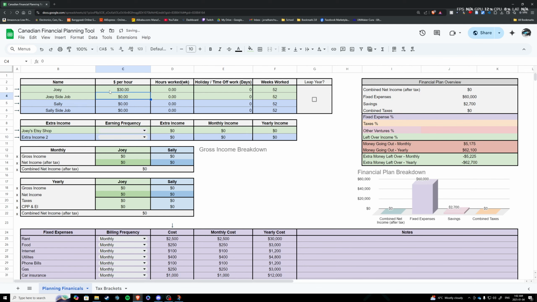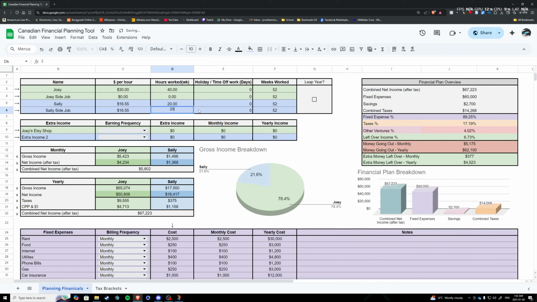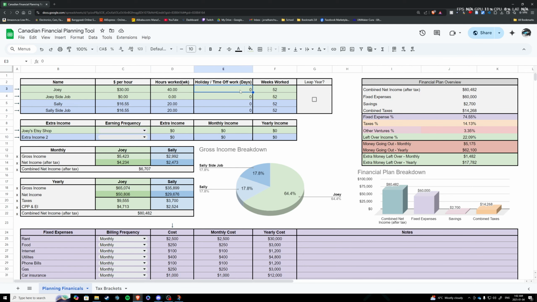Joey is working $30 an hour for 40 hours a week, while Sally is working 2 minimum wage jobs, 5, and she's working 20 hours on both of those jobs, and typically you're entitled to 14 days off or 2 weeks off, so we're going to put that there. We're going to reduce the weeks worked from 52 to 50 by subtracting the 14 days, so that's that.